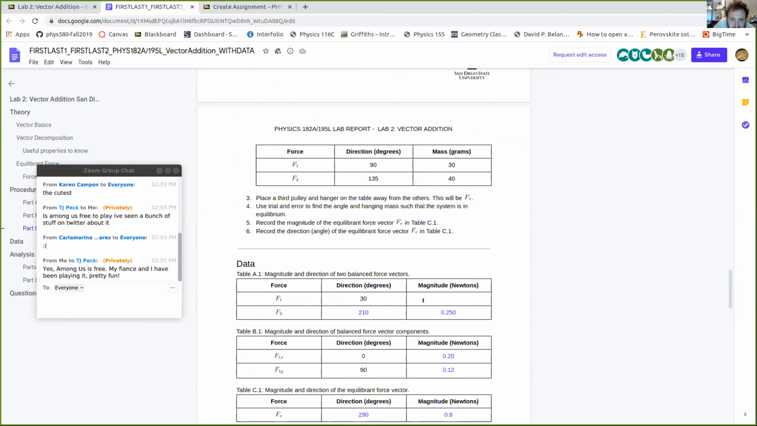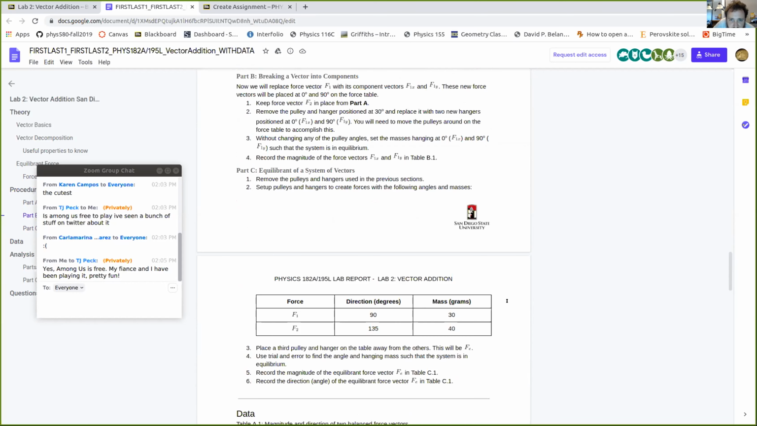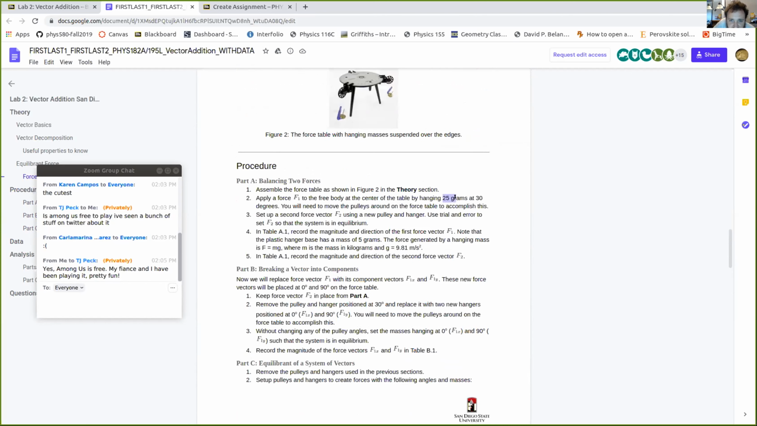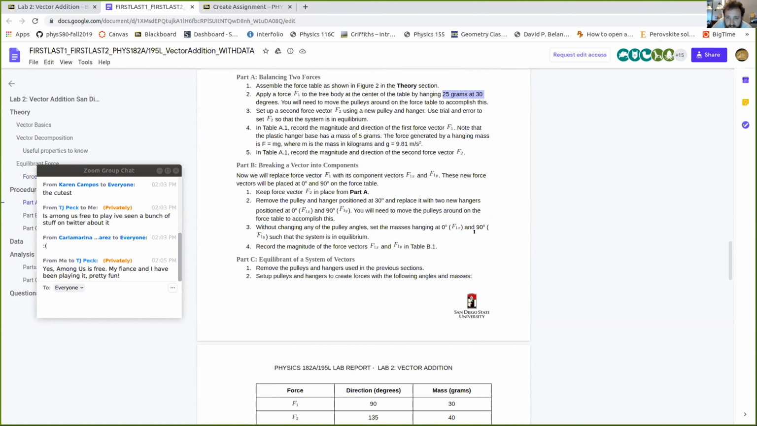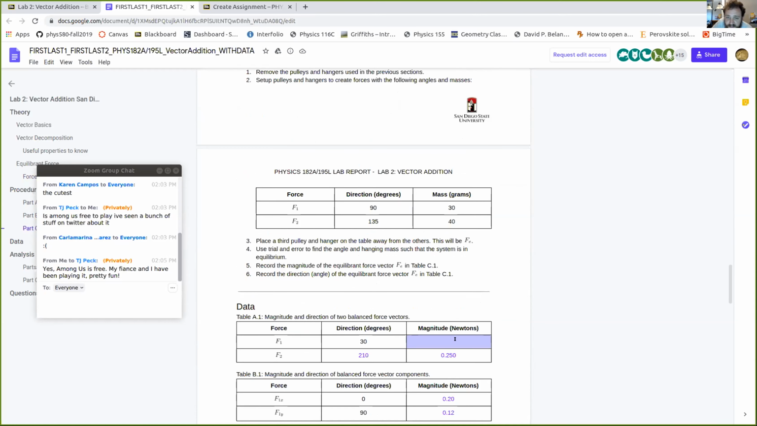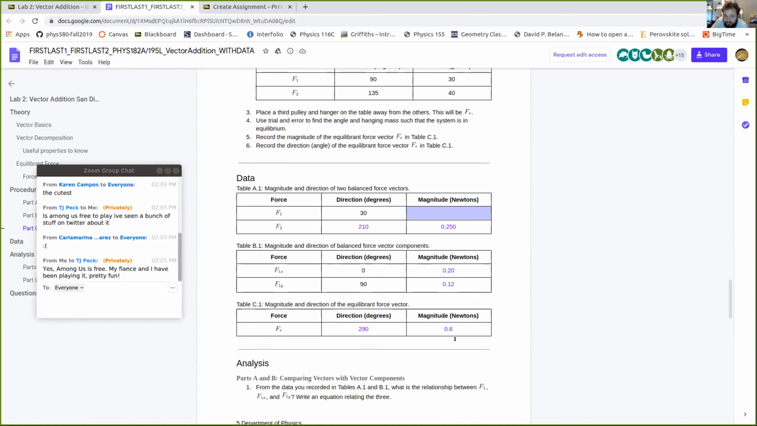Don't worry about that. Okay, right here, this empty box corresponds to part A, and you can see they hung 25 grams at 30 degrees, okay? 25 grams, that's actually 0.025 kilograms. Multiply it by 9.81. That's the number that's going to go in this box, okay? Because you want force in newtons, all right?